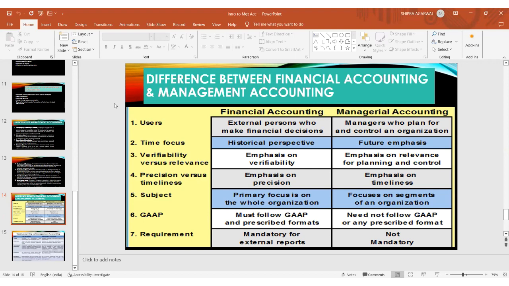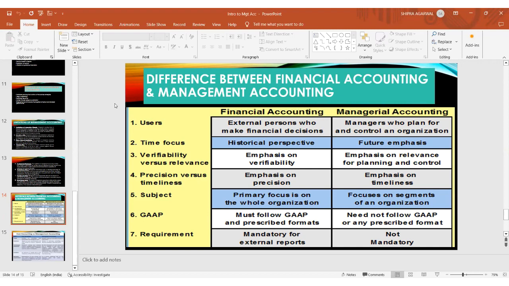In case of financial accounting, they have to follow GAAP. GAAP is generally accepted accounting principles, and they have their own prescribed formats for each and everything, which are mandatory to be followed. But in case of managerial accounting, no principles are required and no prescribed format is there. You can do it the way you want.